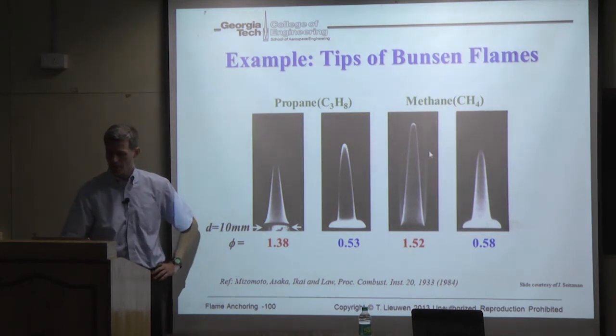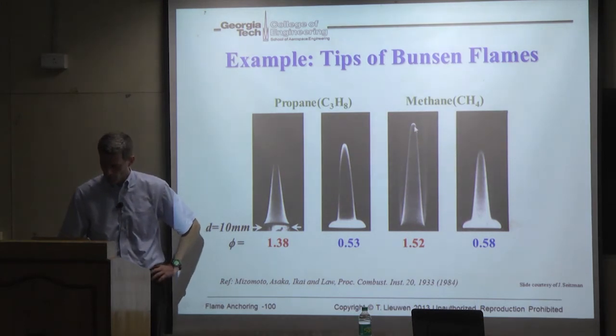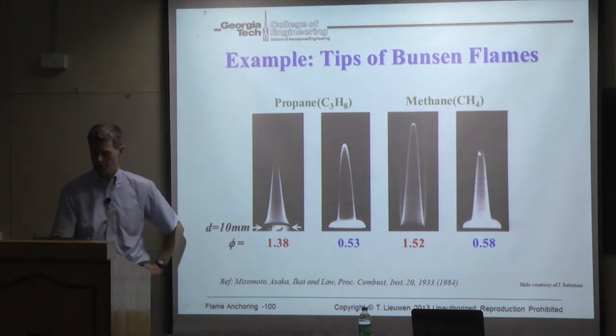Whereas if you look at the methane flame, it's a little bit harder to see, but the rich flame, you can see how it's brighter at the tip than the base of the flame. And here, it looks like it's starting to get diminished intensity there.